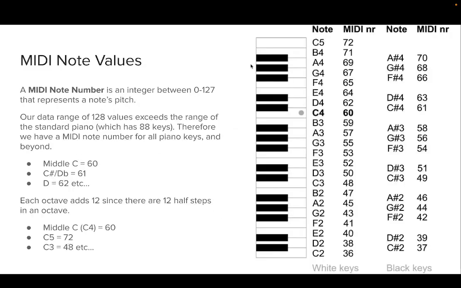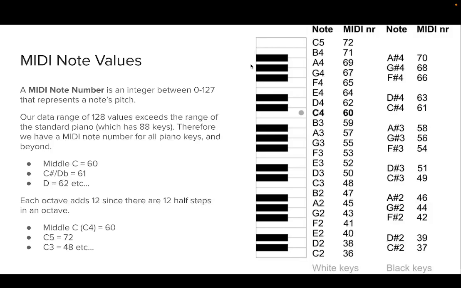The MIDI note number is an integer between 0 and 127 that represents a note's pitch. Computers do not understand traditional notation. They do not understand necessarily what a C sharp or a B flat is. Therefore, it must be translated into a number of some sort. The data range from 0 to 127 provides 128 values, which exceeds the range of a standard piano, which has famously 88 keys. Therefore, we have a MIDI note number for all the piano keys and beyond.